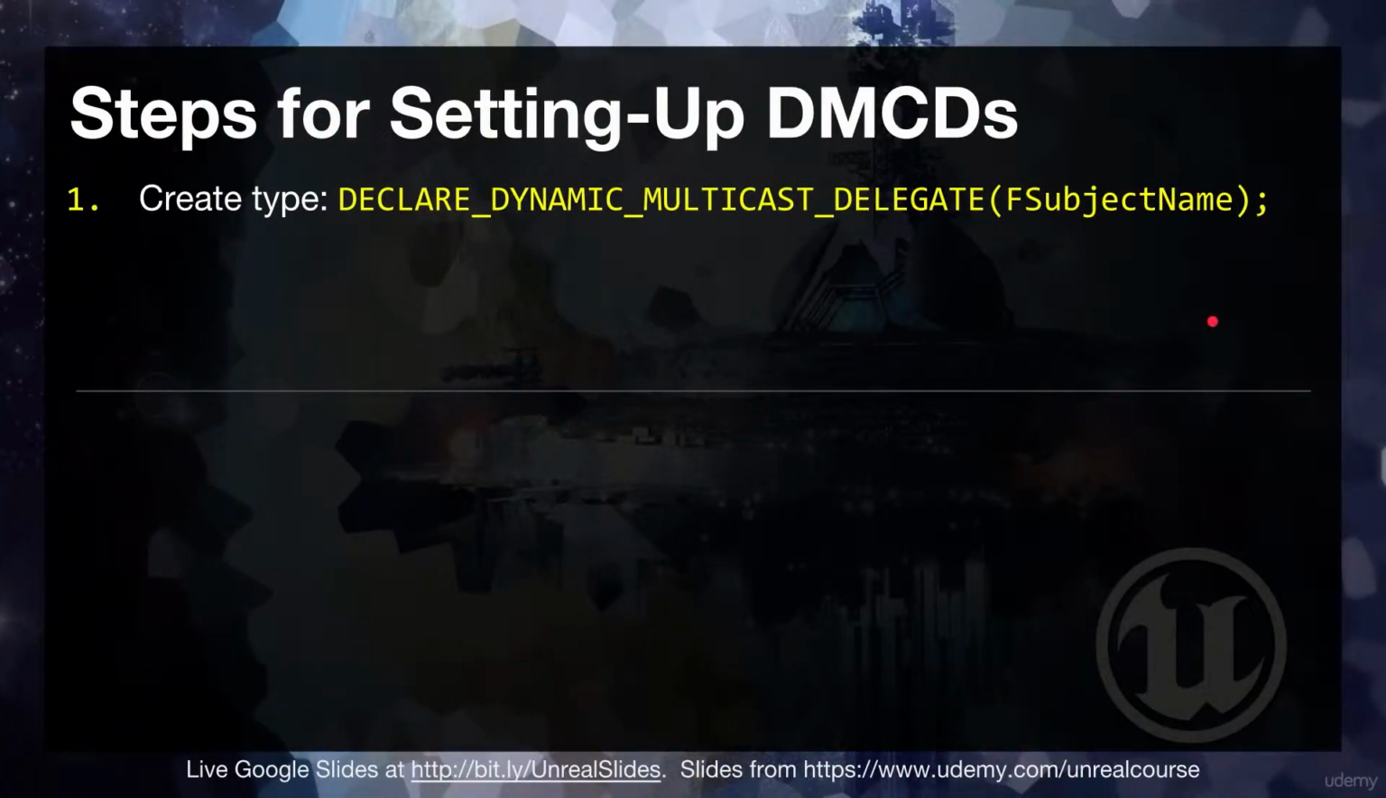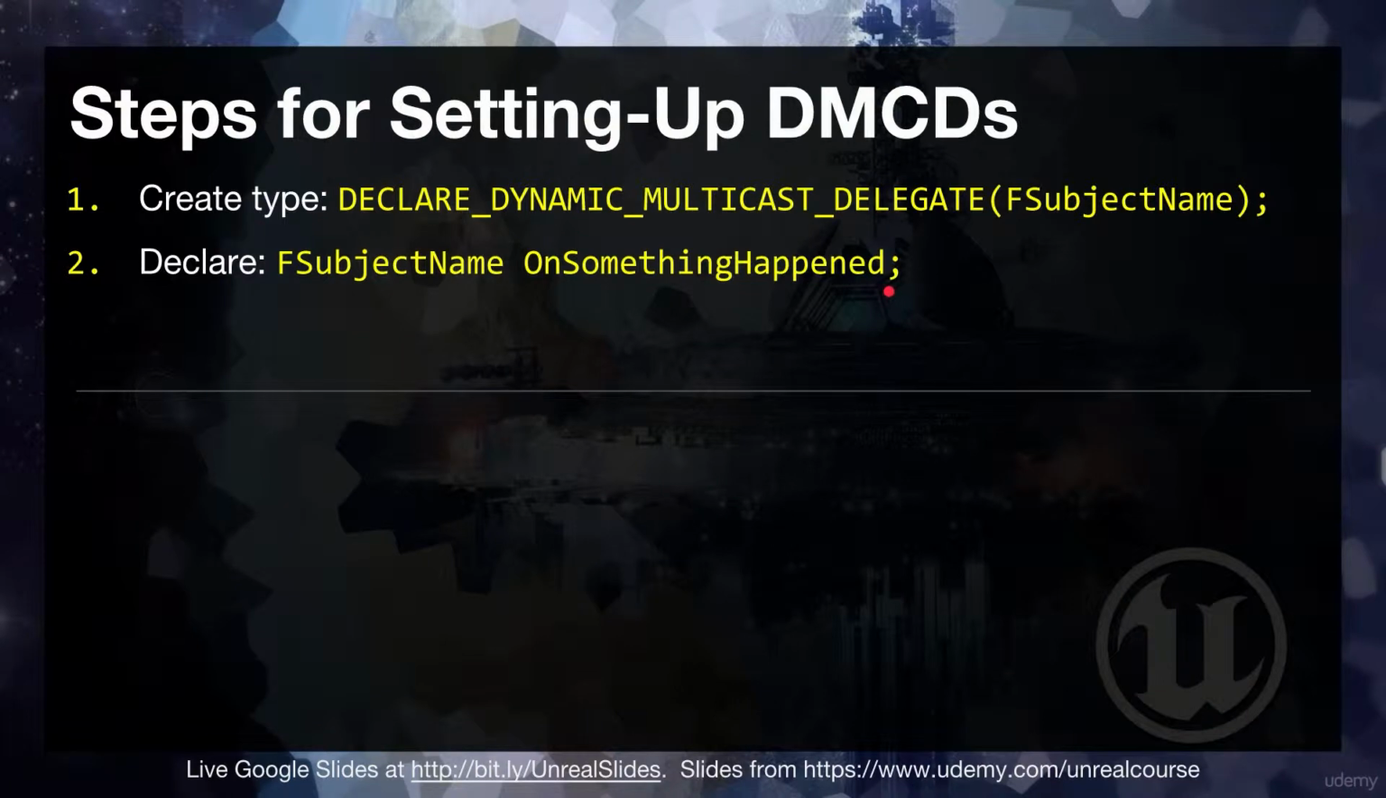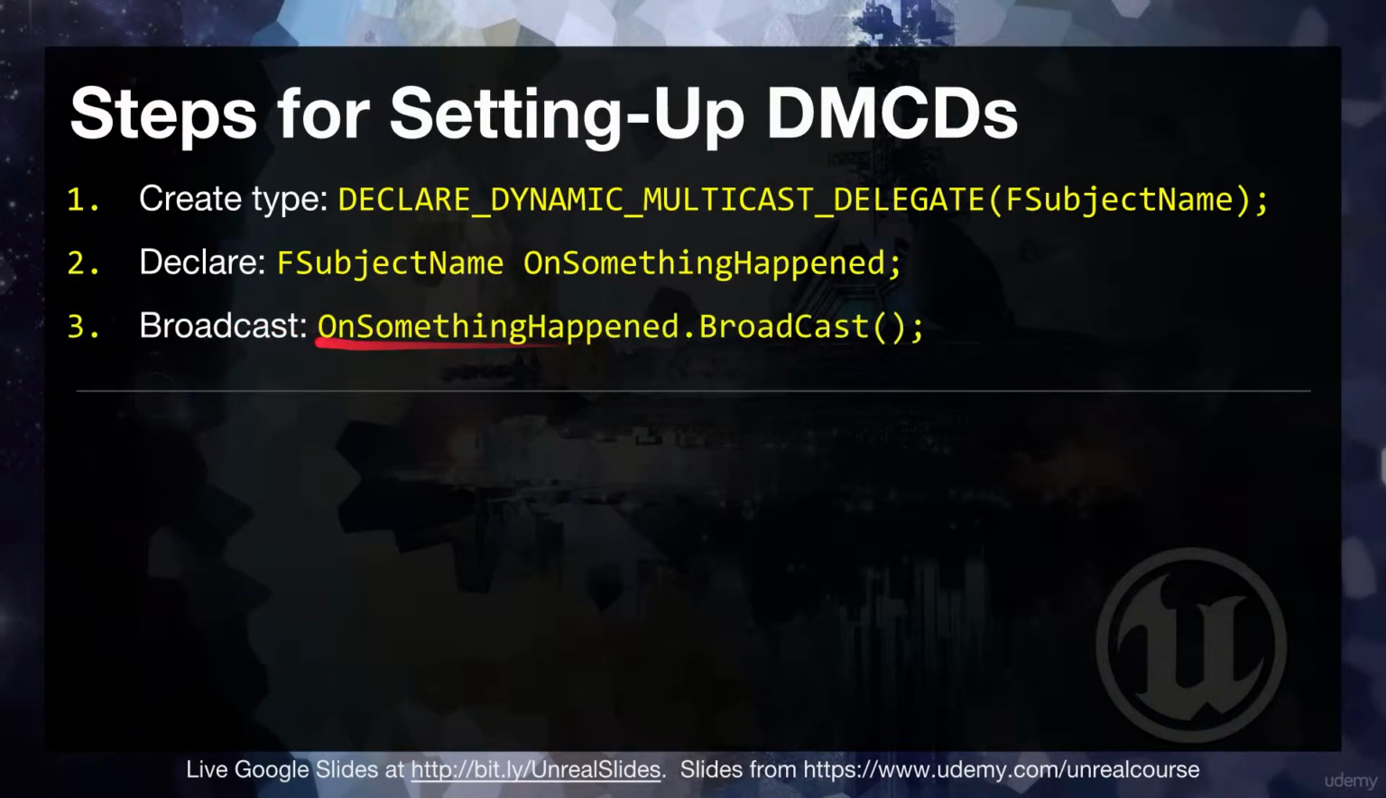Okay, so this is how we're going to do it. On the tank, for example, or on the broadcasting type, we declare a dynamic multicast delegate with some subject name. We just say F and then we give it a name. You then declare a property of type subject name called onSomethingHappened. I'll give you concrete examples in a minute. And then you broadcast onSomethingHappened.broadcast. So in the case of the tank, this could just be FTankDelegate, and onDeath.broadcast. You get the idea?